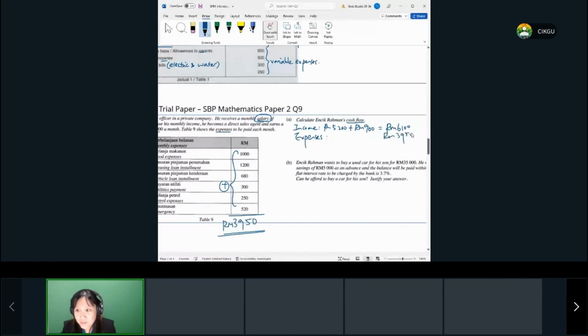The income can cover the expenses. That means he definitely has cash flow already. Cash flow means how much is remaining. So he'll have 2,150. Very good. So this one, guys, depends on how financially savvy or how financially smart you are.